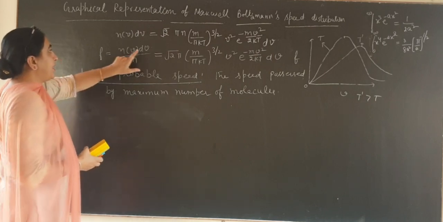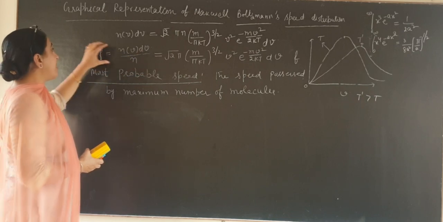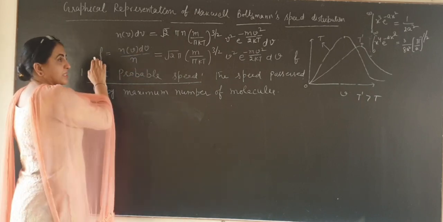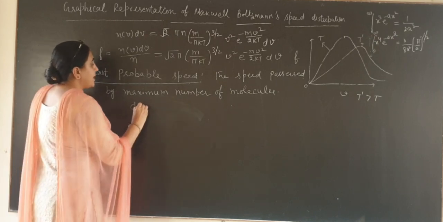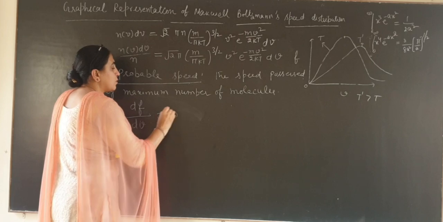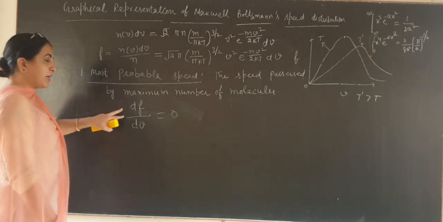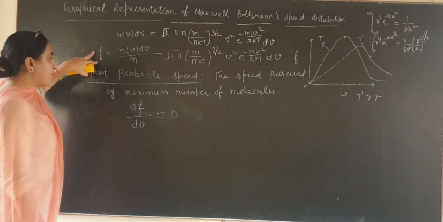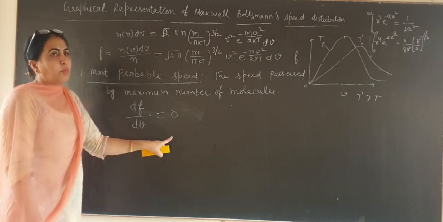So N v dv maximum कब होगा? When N v dv is maximum, when we can say F is maximum, when the derivative of F with respect to velocity is zero at v maxima. Okay? Clear? So this is F. Differentiate this with respect to v and then put it equal to 0.